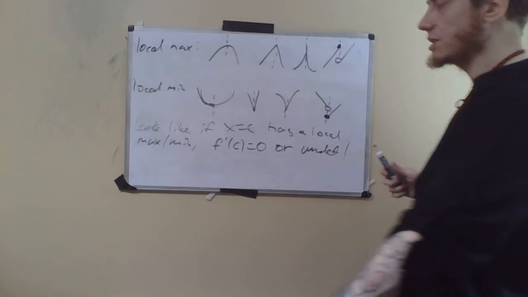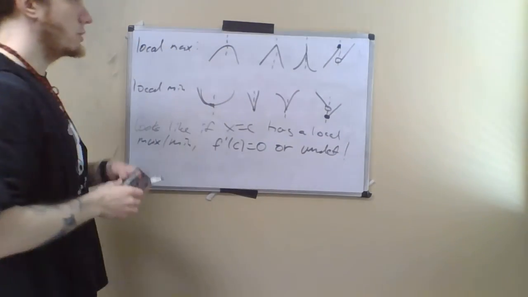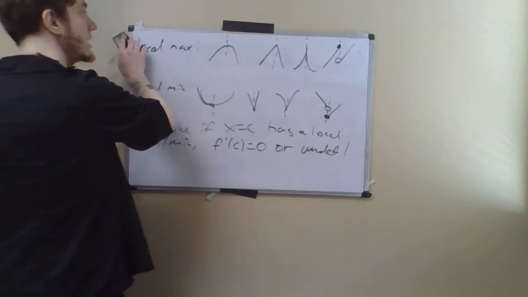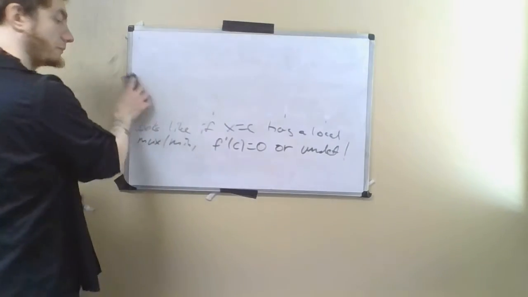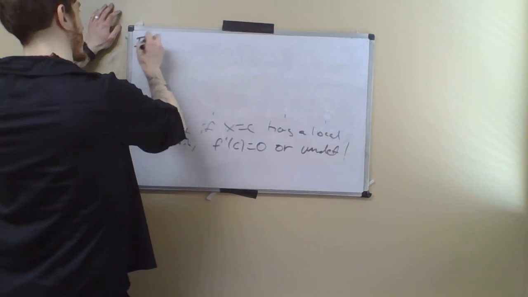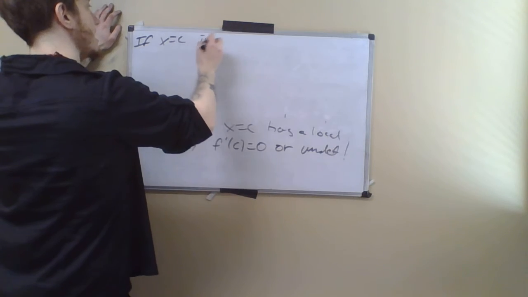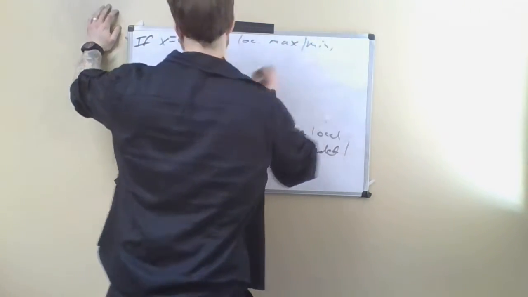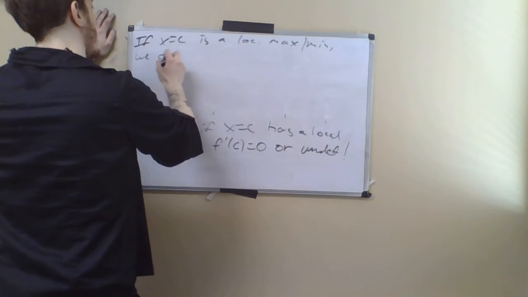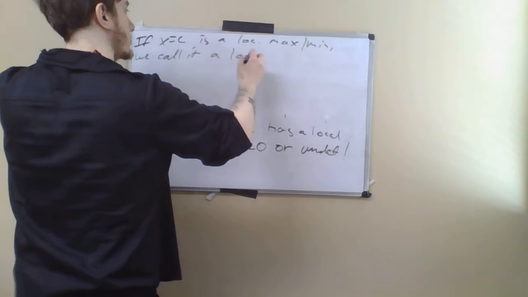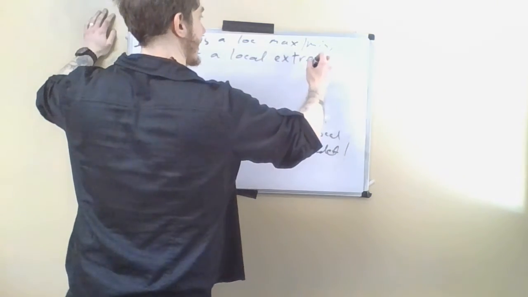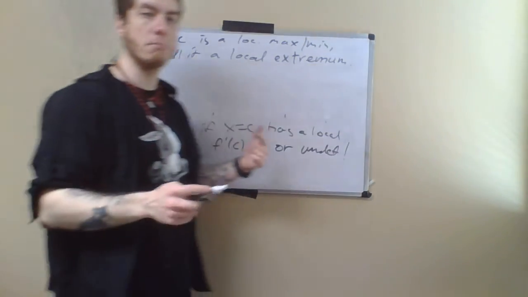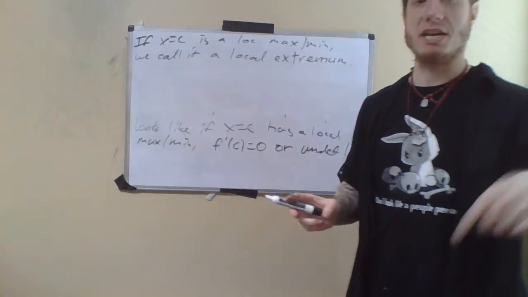And so this leads us to an important theorem, but before I can state the theorem, I got to give you a couple pieces of terminology. So the first thing is that if x equals c is a local maximum or minimum, we call it a local extremum. So extremum just means maximum or minimum. We're not interested in which one it is. It's one of the two.